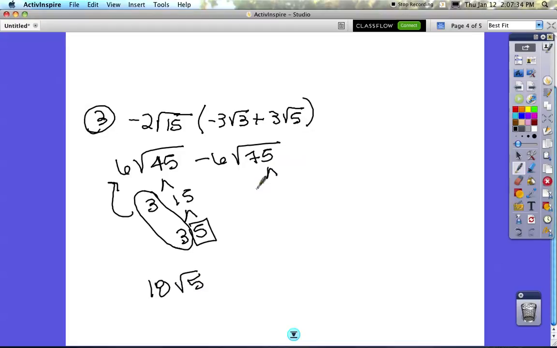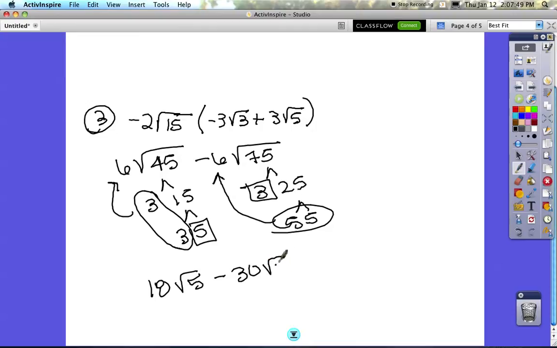I'm going to break this down to 3 and 25. 5 and 5. There's my pair. Draw my arrow. What's going to be the coefficient of the second term? Negative 30. Negative 30 square roots of 3. And you are done. Okay? All right.